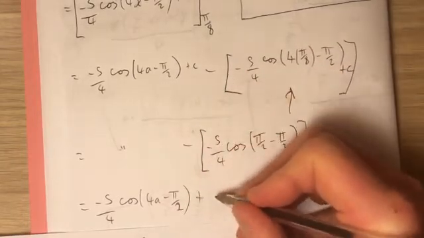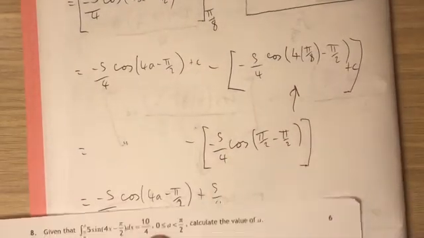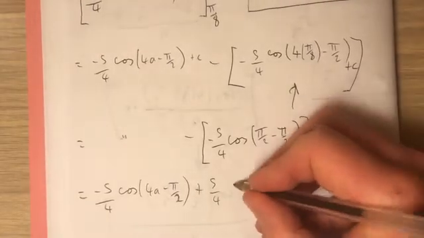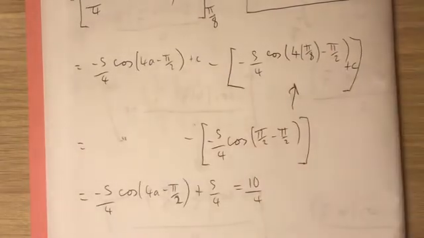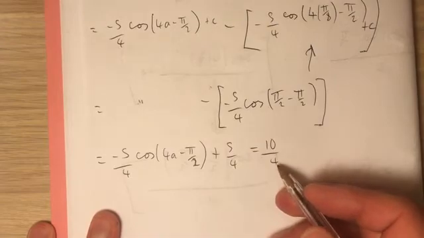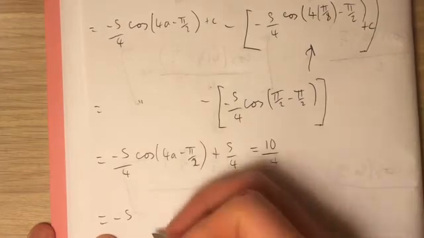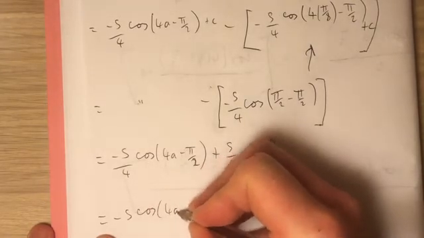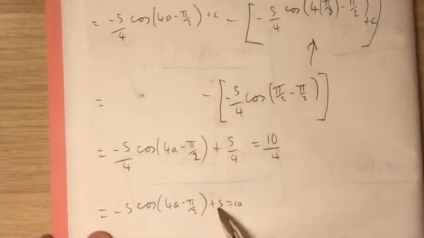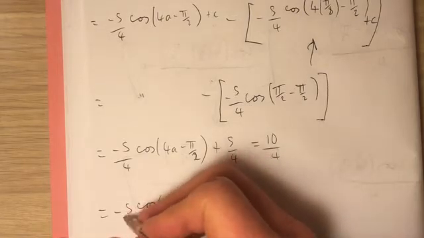Minus minus is a plus. 5 over 4 times 1. And remember we got told at the start what the answer was supposed to be: 10 over 4. So let's get that involved now. That answer is supposed to be 10 over 4. Okay, so next thing I'm going to do, I'm getting annoyed by all these dividing by 4s. Let's times by 4 everywhere. And I'm going to have negative 5 cos of 4a minus pi over 2 plus 5 equals 10. Let's subtract that 5 and then divide by the negative 5, why not?